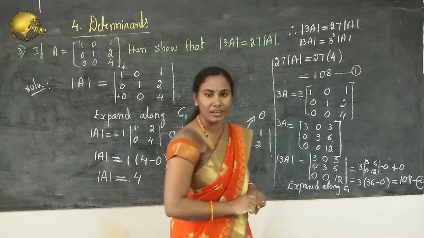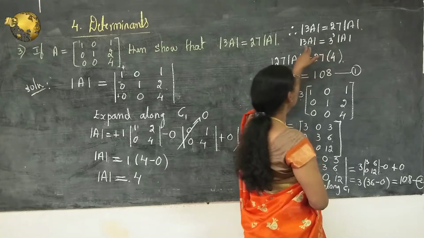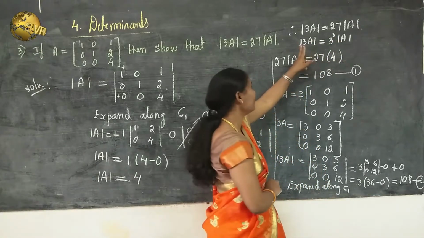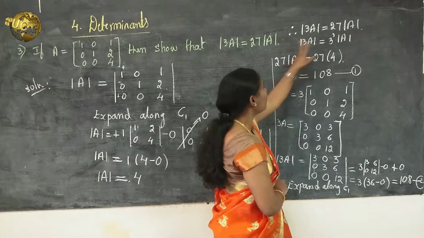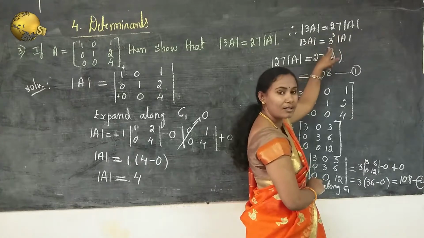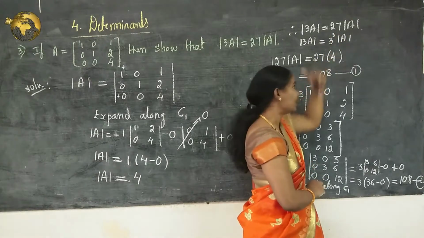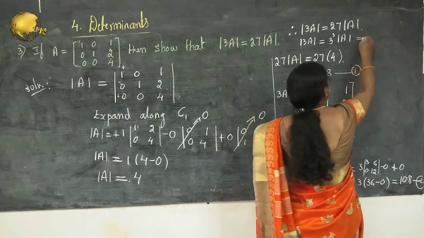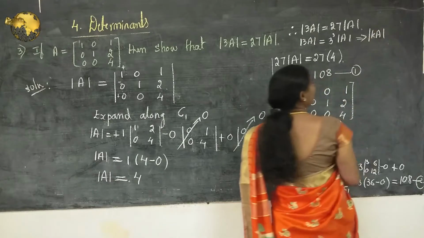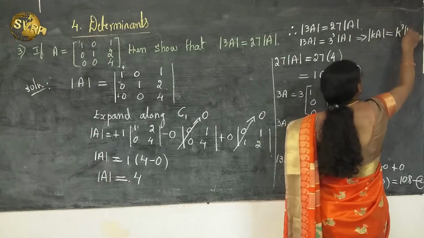We have to note down here, if a matrix is of order 3 we get these elements. We can also write constant into determinant of A. That means constant into A, the whole determinant, can be written as constant to the power of order into determinant of A. So generally we can write it as, if it is K into A, determinant of KA is equal to K cube into determinant of A.